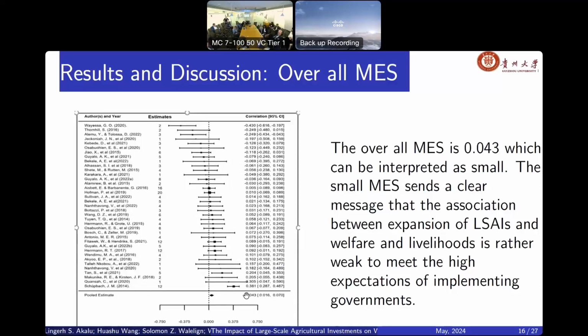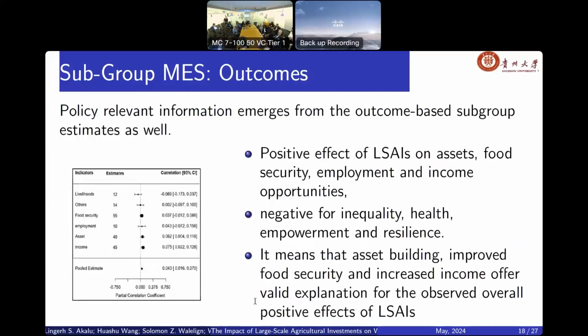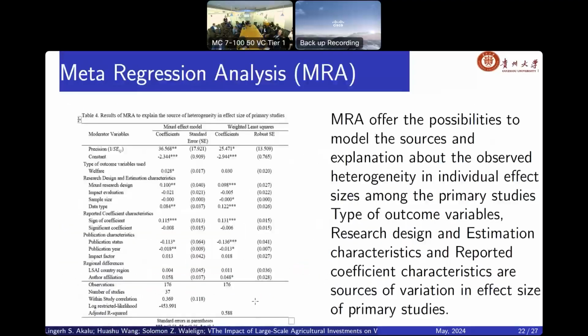The mean mixed category. Go back to the setting. Go back like this. Here. The table. Yes. So you regress on Rij, right? That's your outcome basically, and then you say, okay, is it a type of outcome relevant? So if it's about welfare, the value is higher. So it's like a dummy, right? If the primary study uses income or food security as a welfare indicator, then it means one.